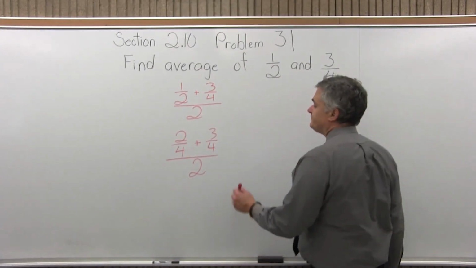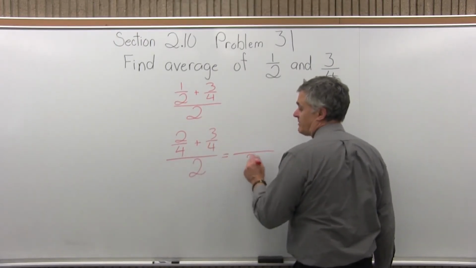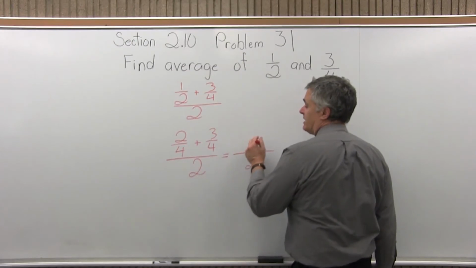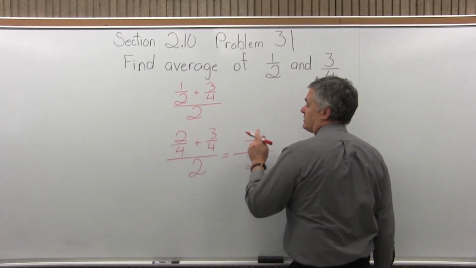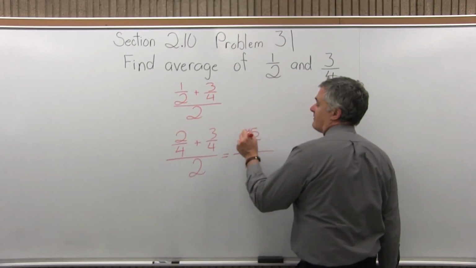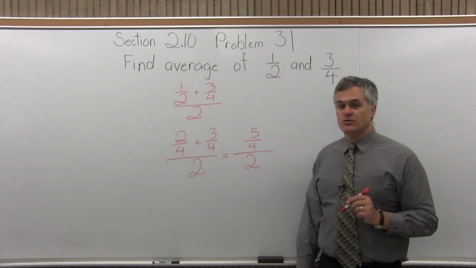So now I can add those fractions. There's still a divide by 2 underneath to find the average. Keep my common denominator of 4 and combine the numerators. 2 plus 3 more is 5. So what I have is 5/4 divided by 2.